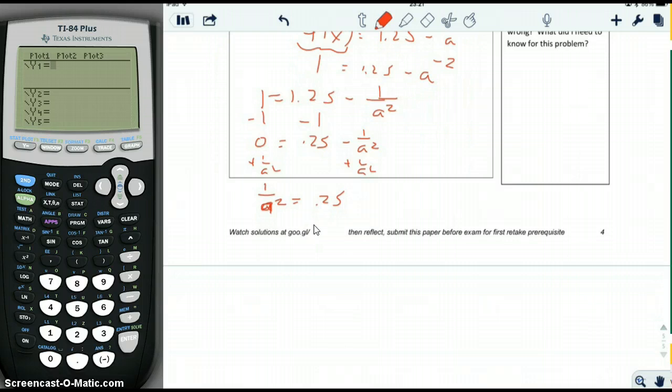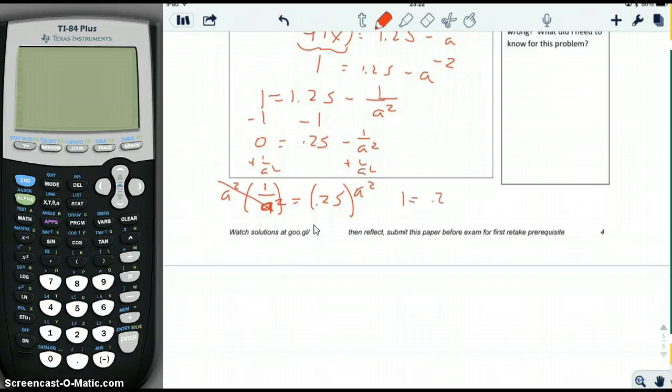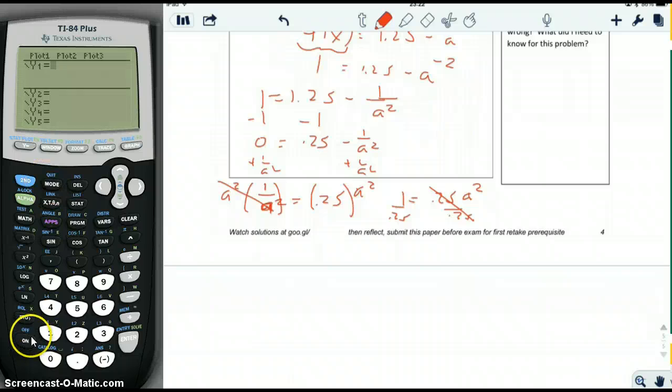Let's multiply both sides by a squared, because it's more convenient to have the a squared in the numerator, right? So this turns out to be 1, and on the right side we have 0.25 a squared. Now we can divide both sides by 0.25. Cancels out. 1 over 0.25 is 4. But here we can confirm it with the calculator. Hello, calculator.